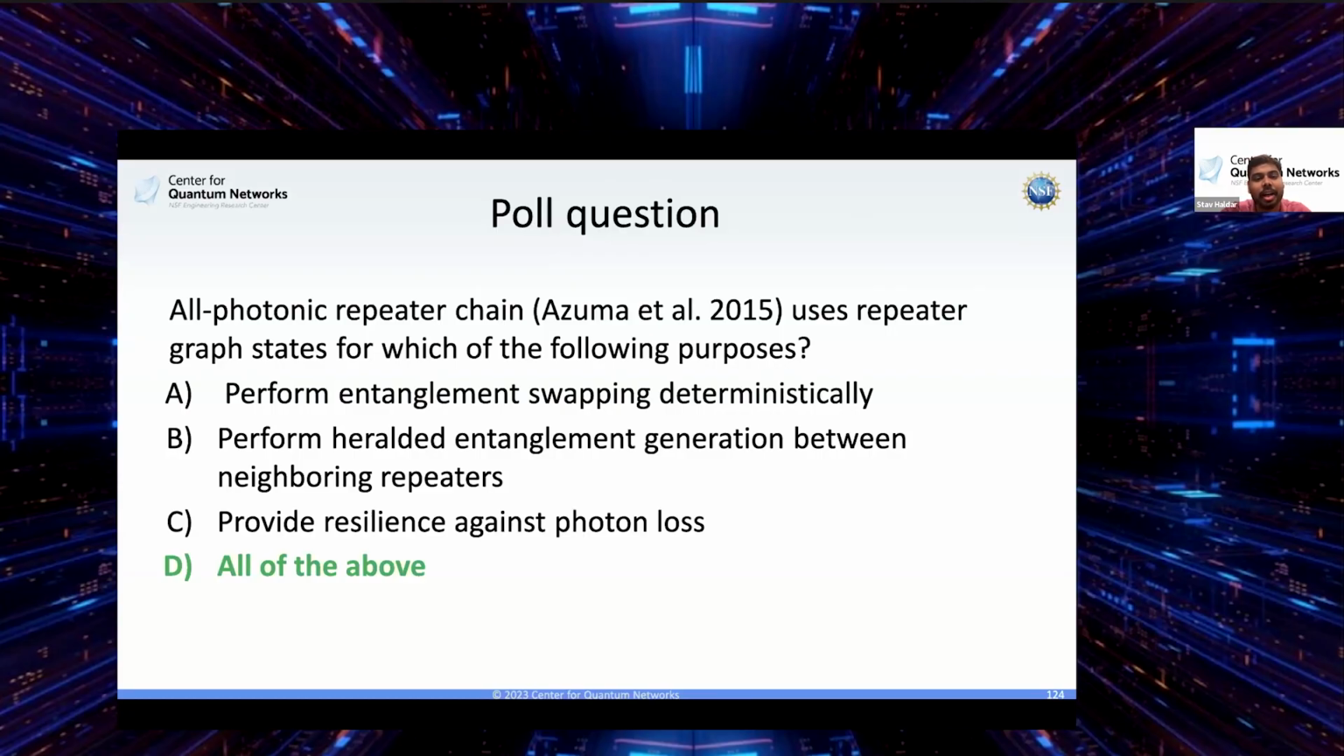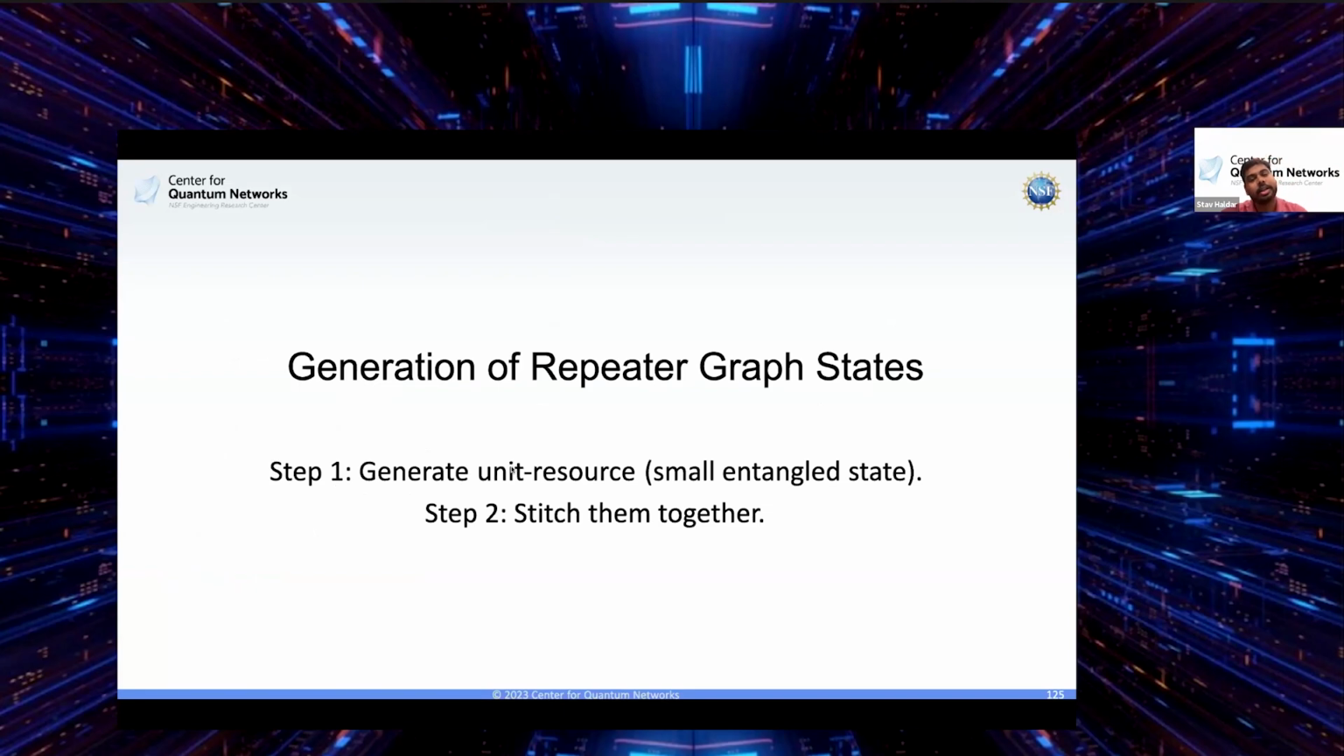So, performing entanglement swapping deterministically: we just discussed that the inner qubits and the mesh structure or the graph state structure between them plays the role here that allows you to do swapping deterministically. And then the heralded entanglement generation is allowed by those multiple leaf arms that you have. And this also provides automatically resilience against photon loss, both for the leaf qubits and for the encoded inner qubits.